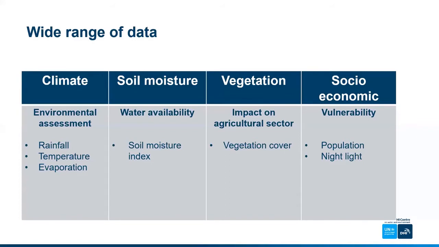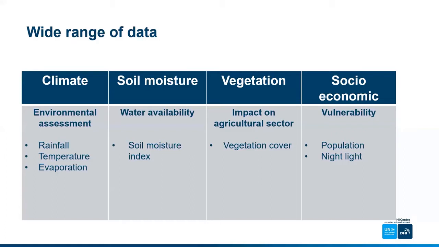When the drought develops, then the impact is often observed on the soil moisture. And that's why we have included a data set that is called Soil Moisture Index that supports monitoring of the soil moisture content. And when the drought develops even further, then the impact can be seen on the vegetation cover. That's why we have one key data set that is monitoring the vegetation cover on the ground.